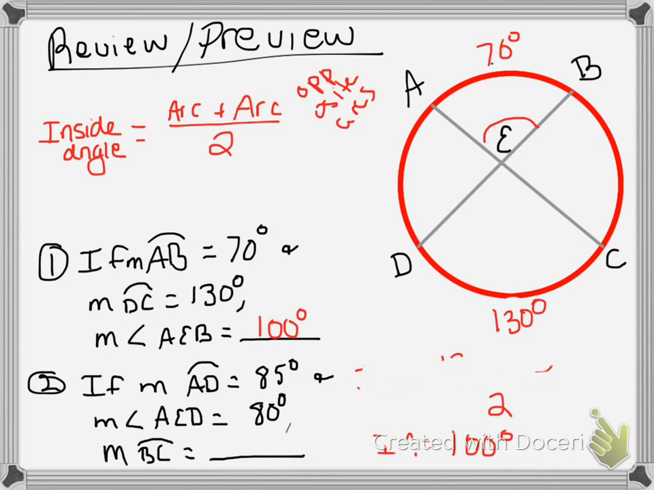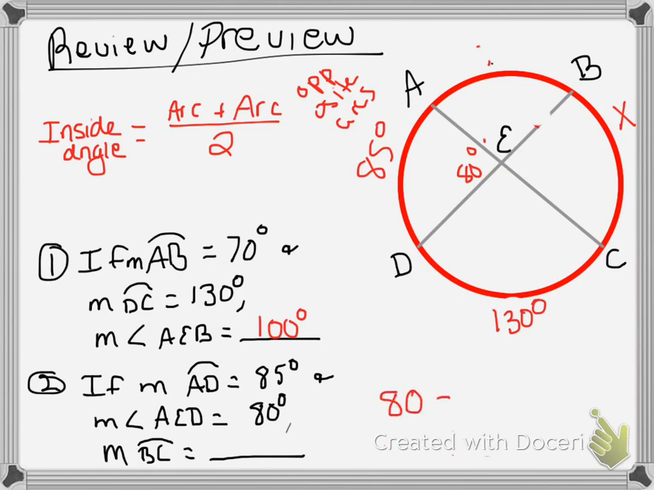Now, looking at the second one, we got different pieces of information on this one. On this one, we have that the measure of arc AD is 85 degrees, and the angle AED is 80 degrees. What is the measure of BC? This time I'll give it an X. So I'm going to plug into the same formula. I know that my inside angle is 80 degrees. It is equal to one arc, which is 85 degrees, plus the other arc, that's my X, that's the one I don't know, divided by 2.